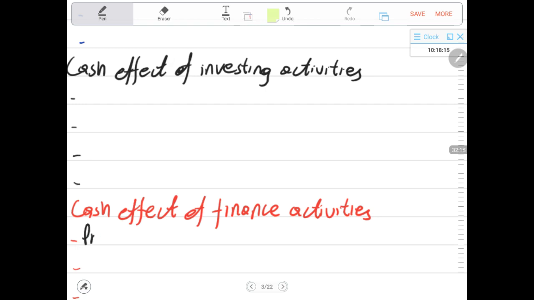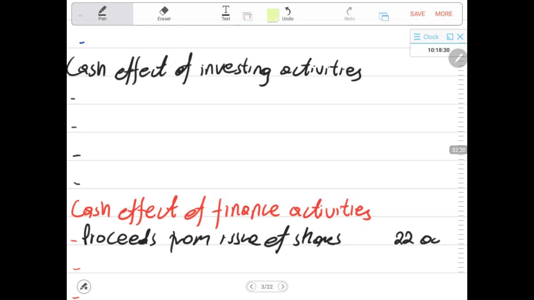And what will be the name for this? It will be proceeds from the issue of shares. That means we receive money because shares were issued. And this will be 22,000 rands. It's very important to specify that it's ordinary shares, because this was an issue of ordinary shares, just for purpose of space, but specify that it is really ordinary shares.